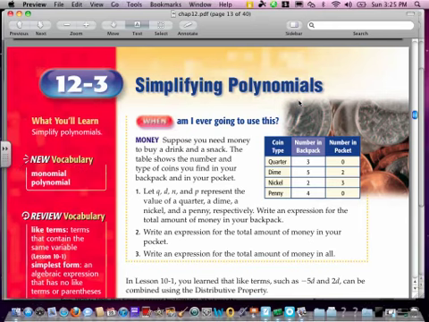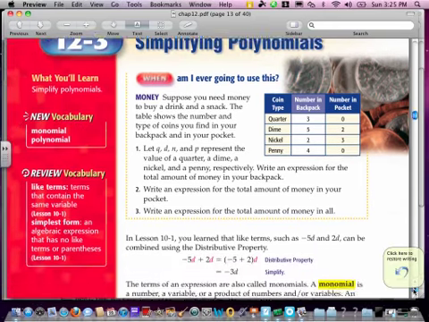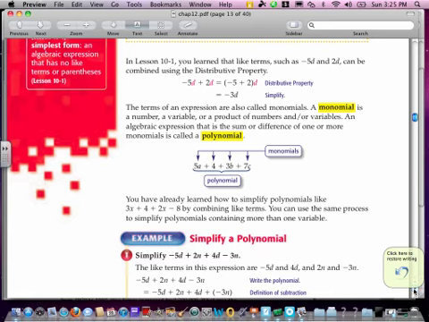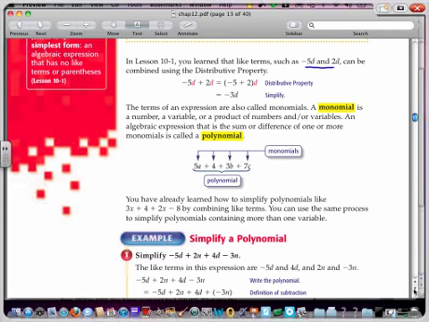Make sure you look those up if you don't know them, or find them as we go along here. All right, let's take a look at some of this stuff. This is some review, but back in chapter 10, we added like terms. For instance, we could take terms like negative 5d and 2d and put them together using the distributive property, because we can factor a d out. So negative 5 plus 2, all that times d, and negative 5 plus 2 is negative 3. Put my d back, and I've got it like that.